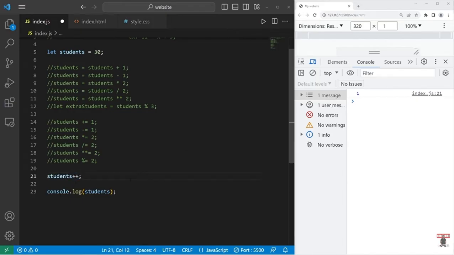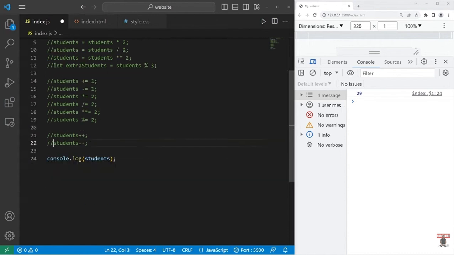There's also the increment and decrement operator. There's a couple different ways to add 1 to a variable, but you should be aware of all of them. To increase a variable by only 1, you can take the name of the variable, then add plus plus. Plus plus is the increment operator. 30 incremented by 1 is 31. Then there is the decrement operator, which is minus minus.